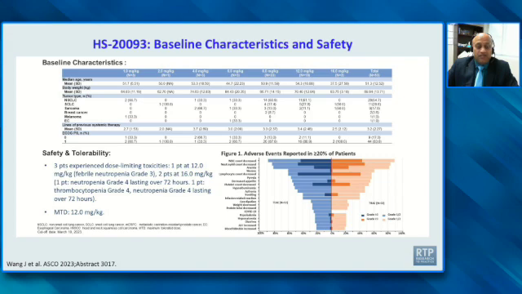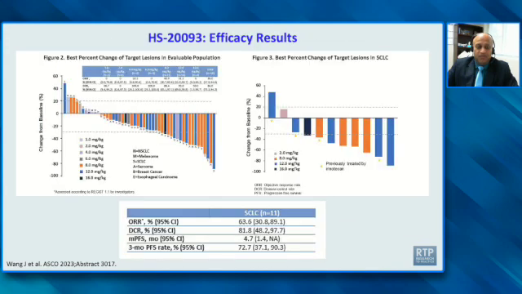And here are the baseline characteristics as well as safety and tolerability. Similar to others, based on the payload, the cytotoxin, the dose-limiting toxicities were cytopenias, as you would expect. The MTD was found to be 12 milligrams per kilo. Most of the adverse events seen with this drug, similarly to others, were low grade. Not too many grade 3 or grade 4 events with this particular antibody drug conjugate.